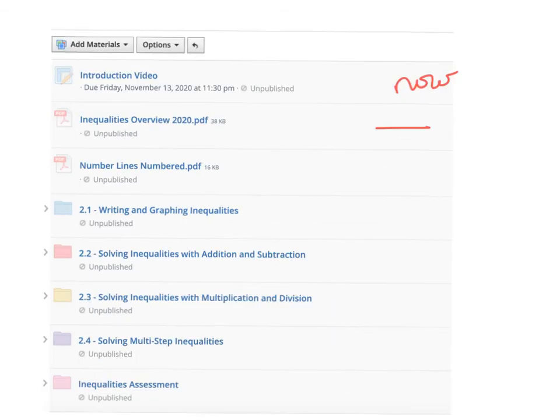So back into Schoology, back to the Unit 2. Again, we are doing the video right now. Here is the overview that we've already talked about. This is number lines. This is a PDF of number lines if you need it. If you need to graph inequalities and you need number lines, this is just a PDF of number lines in case you need it.